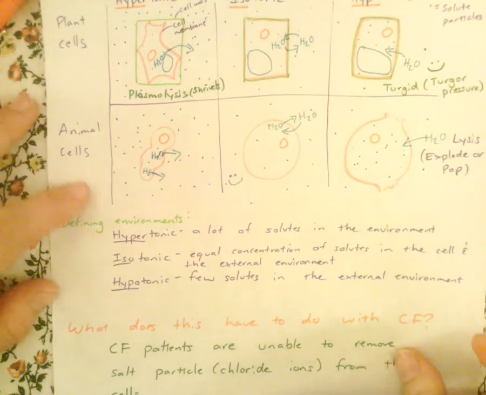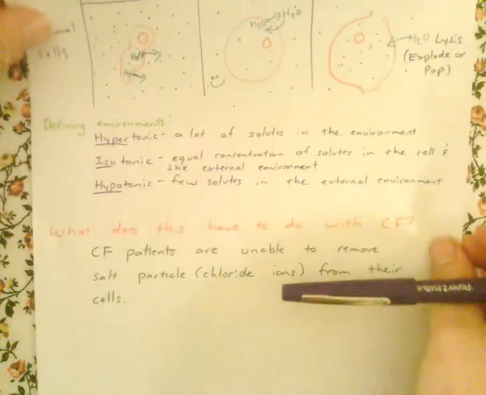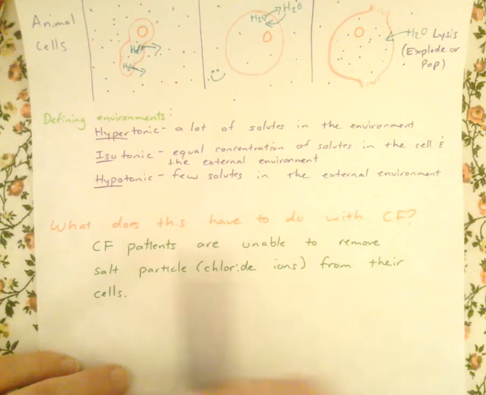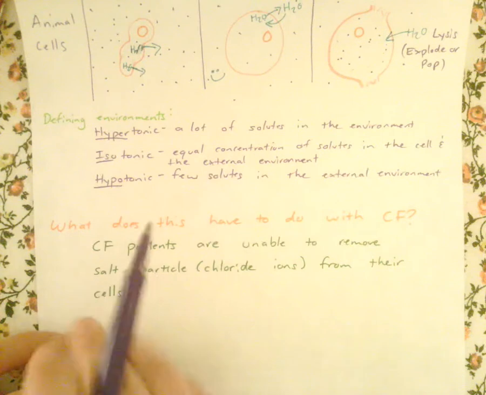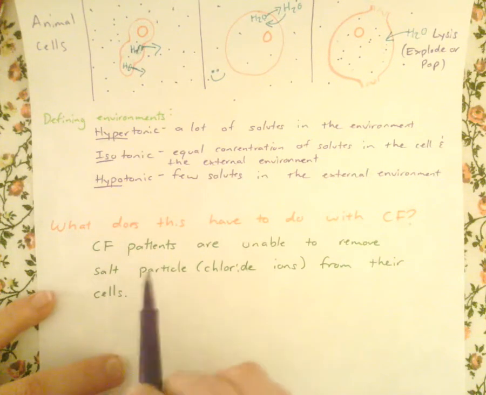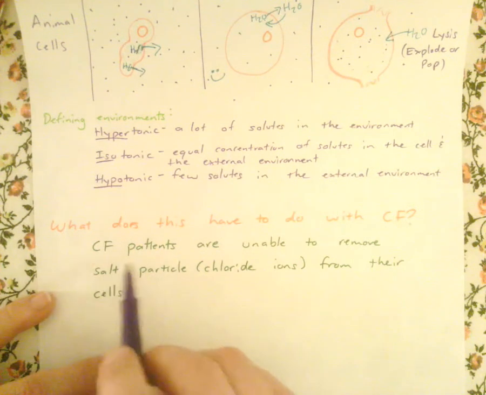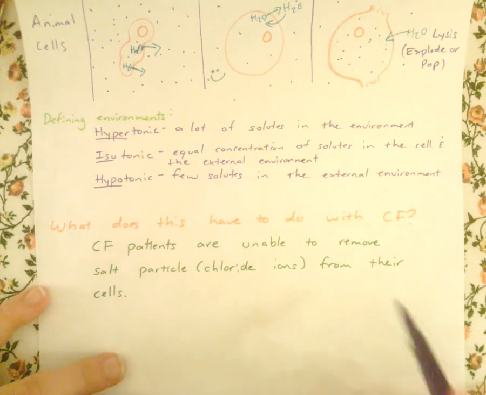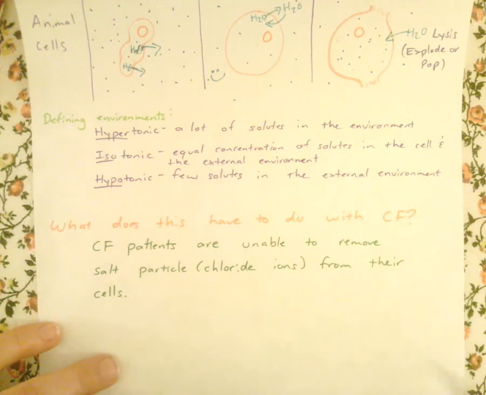So then we're trying to go back to cystic fibrosis, and what the heck does this have to do with cystic fibrosis? So what we know about cystic fibrosis right now is that they have some trouble managing salt. So all I'm going to tell you for now is that cystic fibrosis patients are unable to remove salt particles from their cells, and it's not actually all cells, it's just some of their cells. So we're going to look at that more in class on Friday and next week.